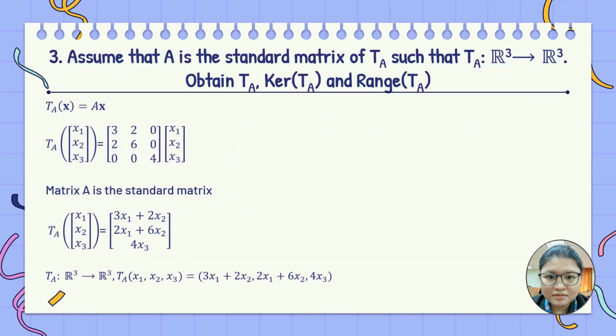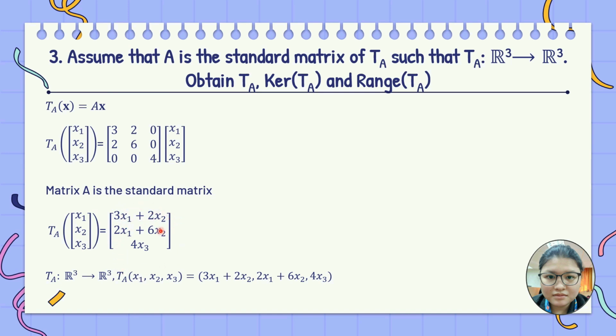Question 3. Assume that A is the standard matrix of TA such that TA maps R cubed to R cubed. Obtain TA, kernel TA, and range TA. To obtain TA, we have to multiply the standard matrix of TA, which is A, by the column vector X, also denoted x1, x2, and x3 in matrix form. Then we get a 3 by 1 matrix as a result of TA.